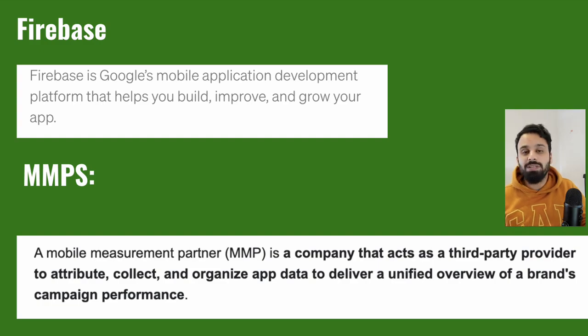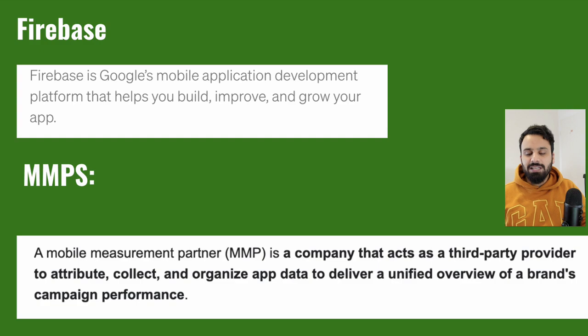They are called MMPs, or mobile marketing platforms, and Google calls them AAP. It's the same thing. I think it's App Attribution Partner. You might have heard words like Adjust or AppsFlyer, which are probably the most popular, and Branch.io. If your company owns an app, most probably you will have one of these paid platforms, which are MMPs.